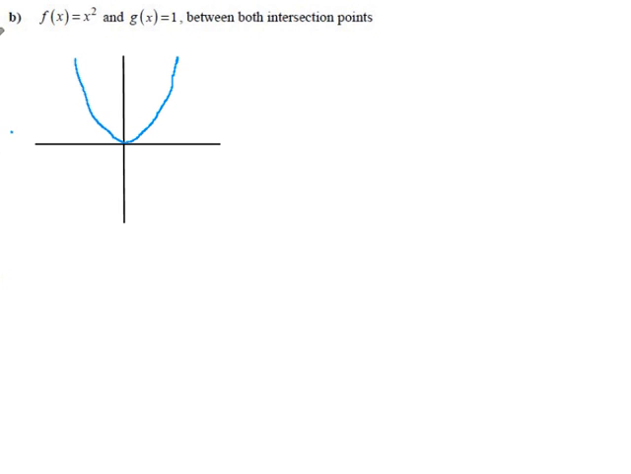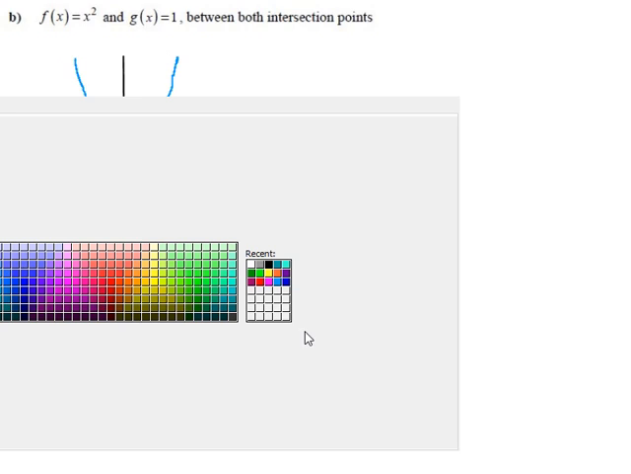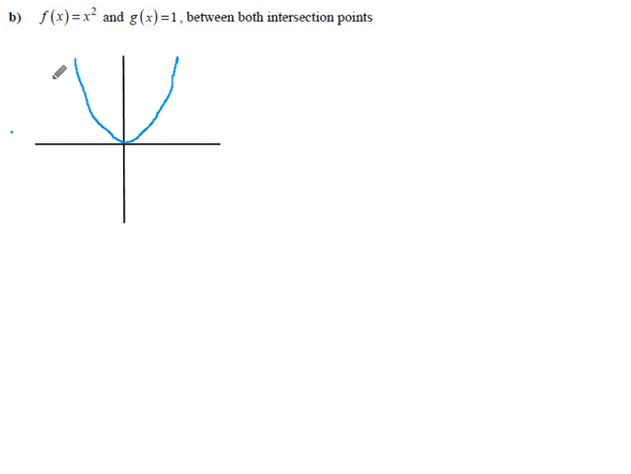Okay, so we're finding an area again here between two curves, and they tell us the curves are x squared, which I've already sketched out, and the second one is just a flat line at 1, which I can probably draw without too much trouble. Looks like that. Now, they say between the intersection points, but we would have figured that out anyway.